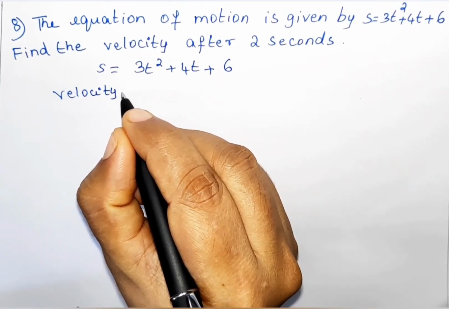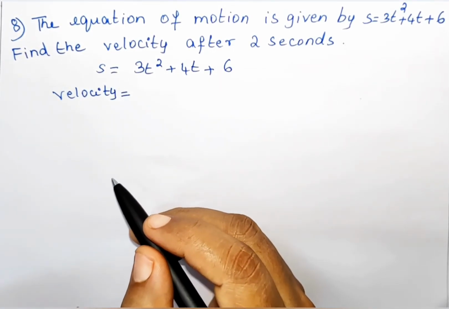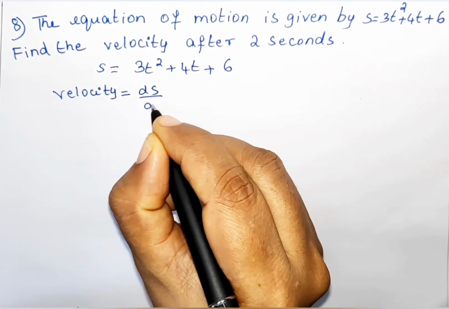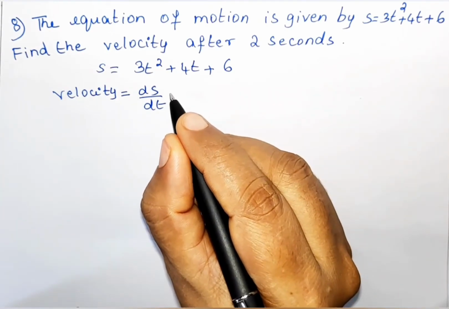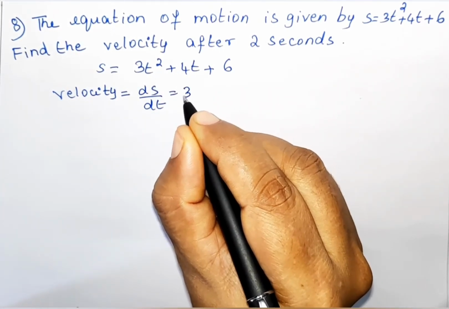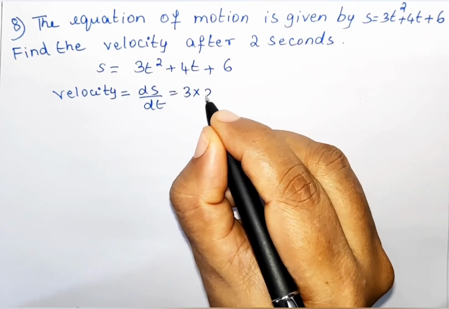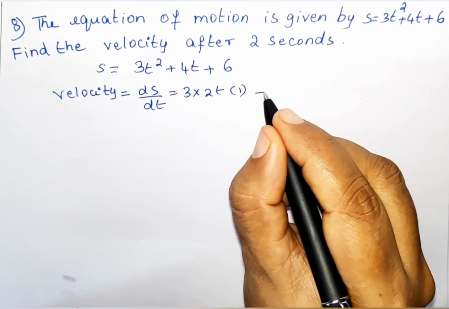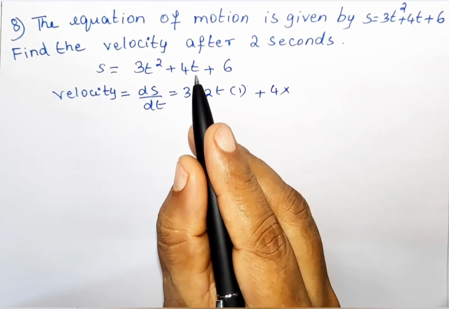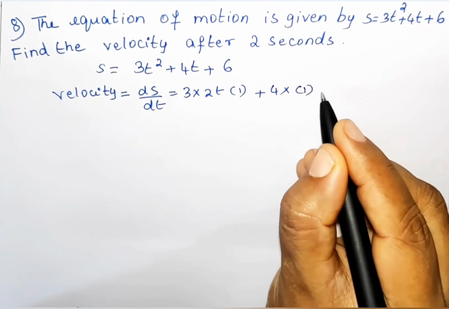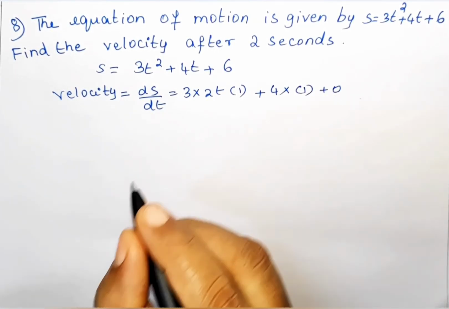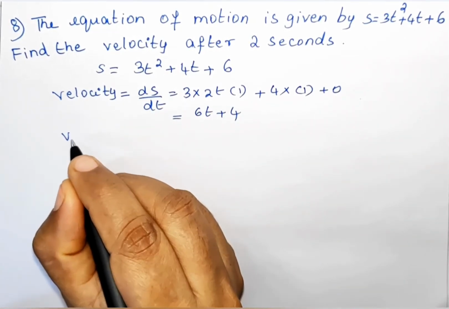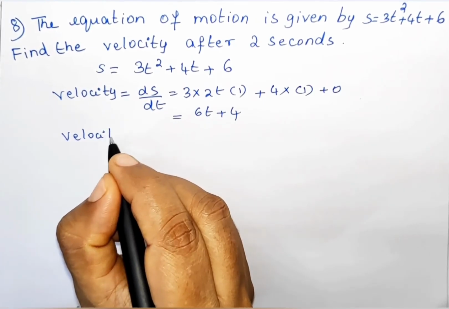So the velocity is nothing but equal to ds/dt. That is, we have to differentiate the given equation. So velocity will be ds/dt equal to 3t square. So 3 is a constant and t square is a function. t square becomes 2t, and when we differentiate t again it becomes 1, plus 4 into d/dt of t is 1, plus the constant 6, it is 0. So 3 twos are 6, 6 into t is 6t, plus 4, that is ds/dt.